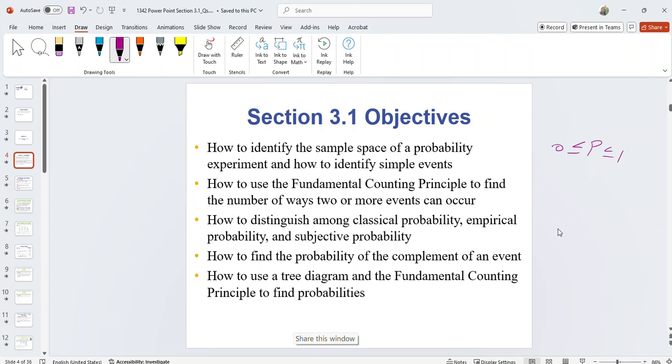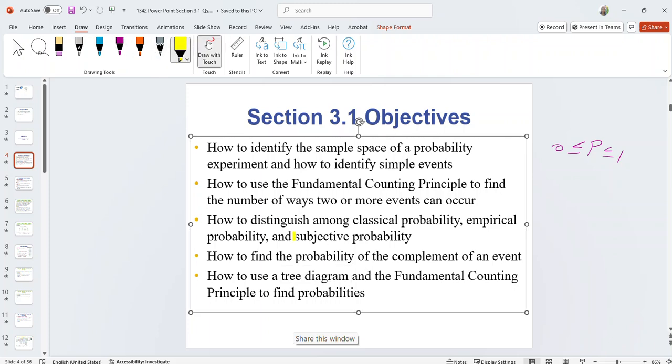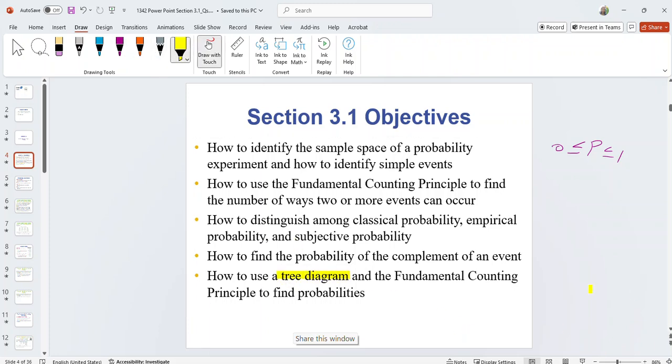So 100% will be the maximum. Okay, so we don't say the probability is more than 100%. Sometimes you will hear people say, "Oh, I'm 120% sure," things like that, right? But in the probability concept, that is not correct. So in probability, the maximum will be 100%. And then we also need to be able to use what's called a tree diagram. We're gonna need to draw a little bit of a tree diagram here. So what is a tree diagram? We're gonna talk about it later. Okay.